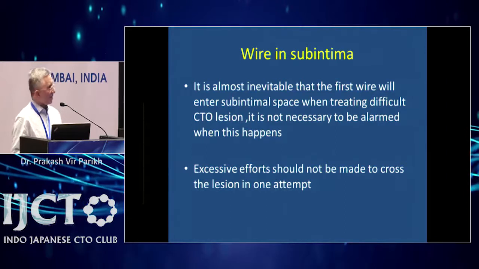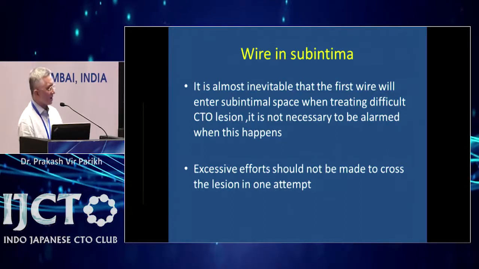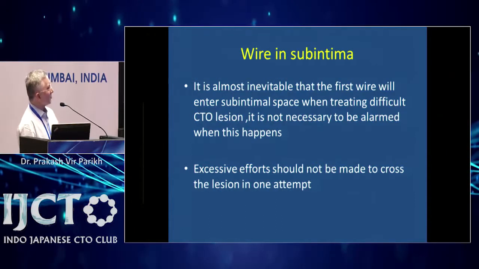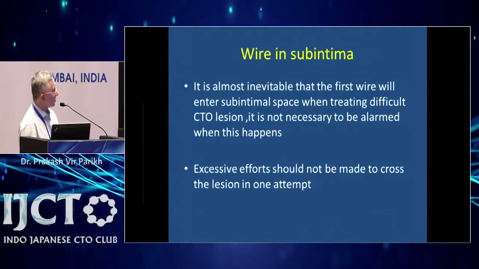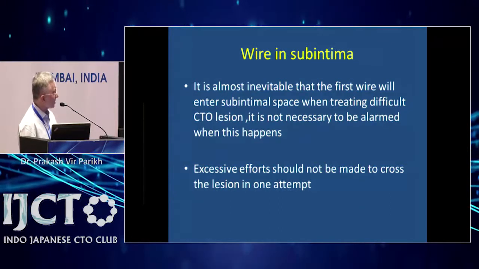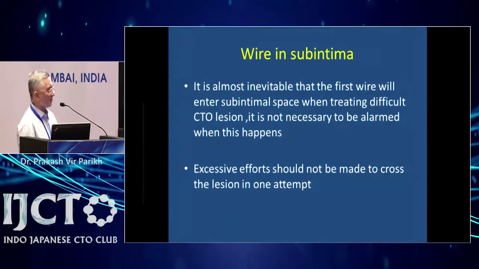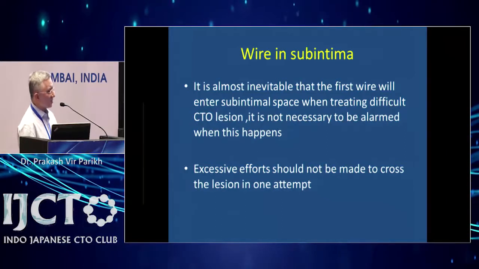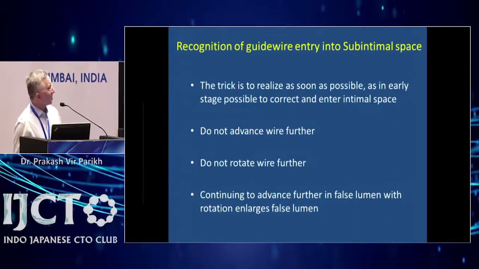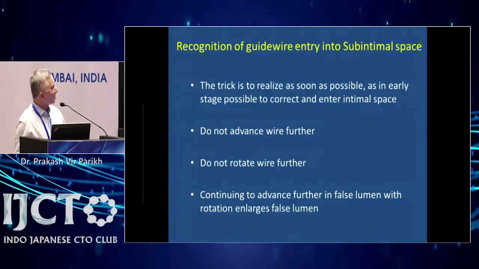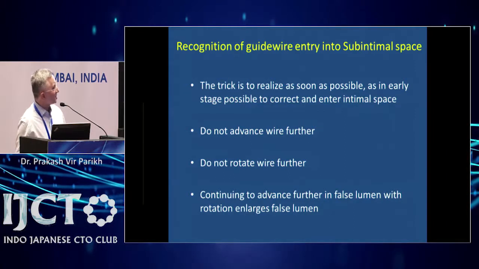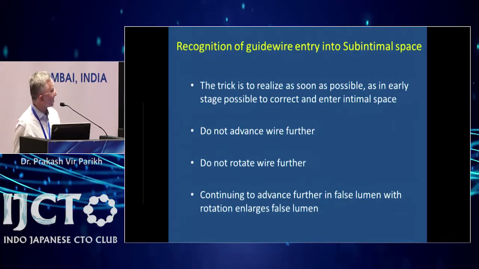It is almost inevitable that when you are handling difficult long CTOs, the first wire most likely will go into the subintimal space. So it is not necessary to be alarmed when your first wire goes into the subintimal space. You should not make excessive efforts to cross a CTO in a single attempt. But the important thing is that you realize your wire is in the subintimal space as soon as possible, because if you realize early, you can easily correct it and enter the intimal space.